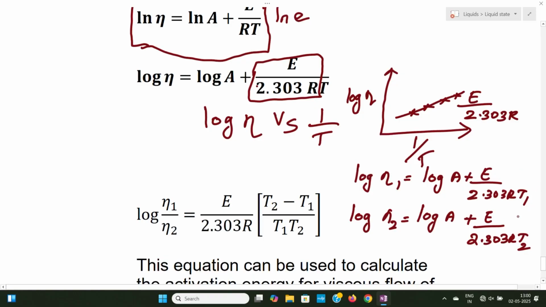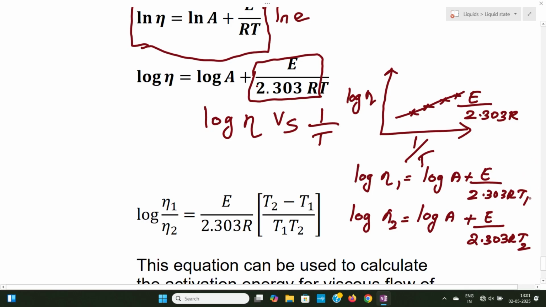That is log eta 1 minus log eta 2 we are writing. If we consider this as the first equation and this as the second equation, if we subtract the second equation from the first equation, log eta 1 minus log eta 2 will come. That is nothing but log of eta 1 divided by eta 2. Then log A minus log A will be equal to 0. Then we have E by 2.303 R as common, and 1 by T1 minus 1 by T2 will come.